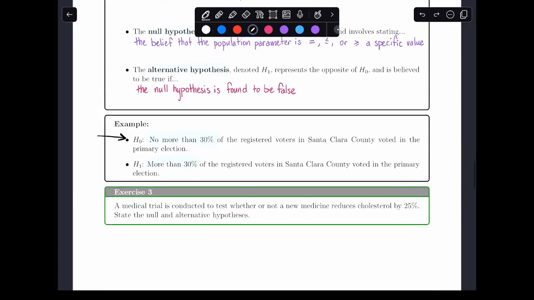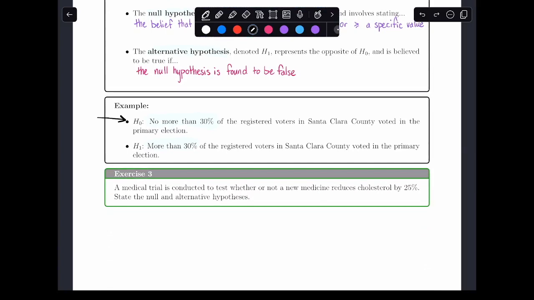Another example of this is, let's say we're doing a medical trial to test whether or not a new medicine reduces cholesterol by 25%. I want to state my null and alternative hypothesis. My null hypothesis here might be that the drug reduces cholesterol by at most 25%, but my alternative hypothesis could be that the drug reduces cholesterol by more than 25%, or something like that.